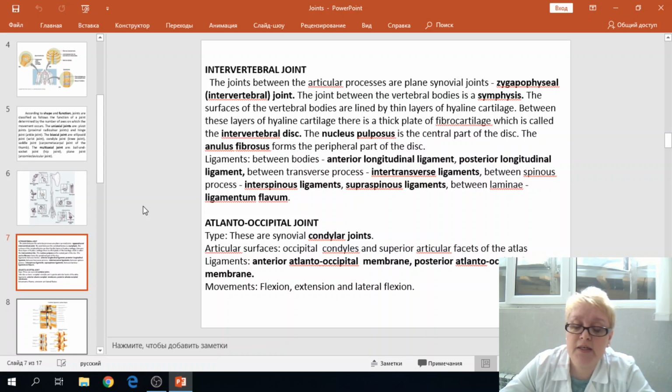Next joint, the atlanto-occipital joint. In this joint, the occipital condyles articulate with the superior articular facets of the atlas. The type of this joint is a synovial condylar joint, and the ligaments are very wide, and we call these ligaments membranes. It's the anterior atlanto-occipital membrane and the posterior atlanto-occipital membrane. And the movements of this joint are flexion, extension, and lateral flexion.